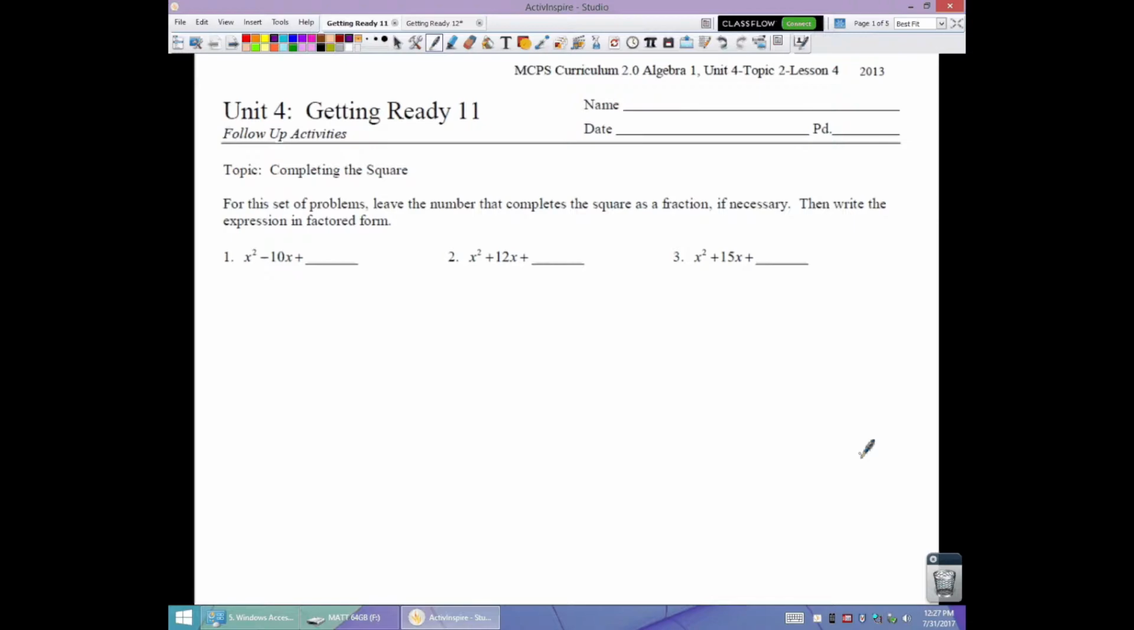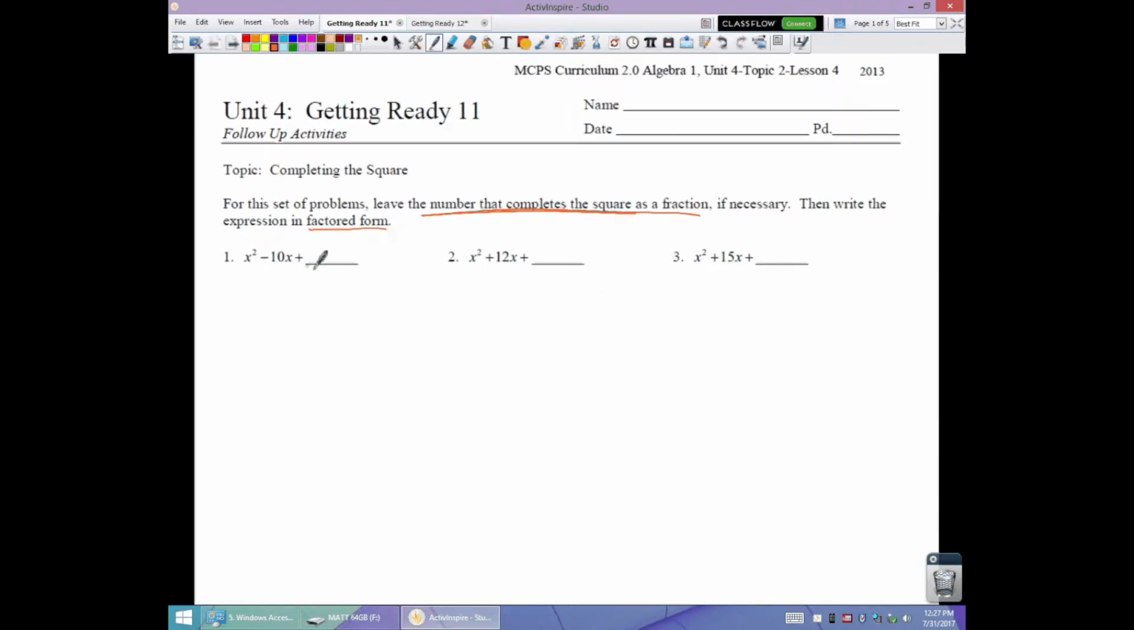So we're going to do a few more completing the square. This time we're going to get a few that don't come out nicely, or they're not too neat, they're fractions, okay? So leave the number that completes the square as a fraction when that happens, all right? And then again, we're going to write it in factored form.